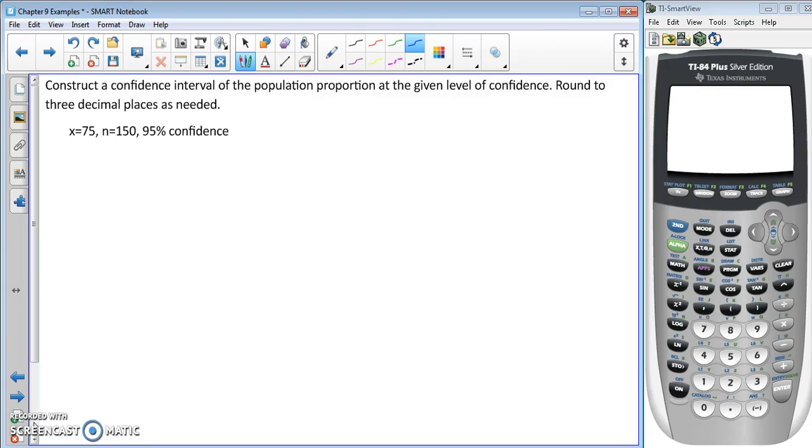Construct a confidence interval of the population proportion at a given level of confidence, round to 3 decimal places as needed. So we only have a couple things here. We have X, N, and then 95% confidence.